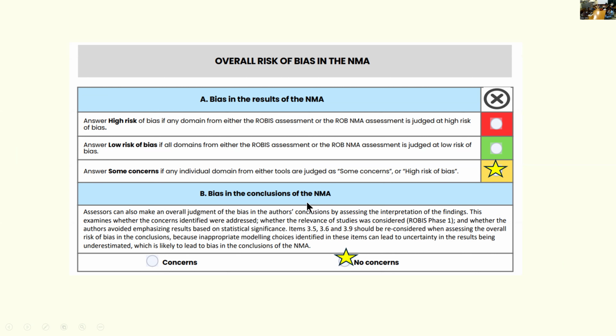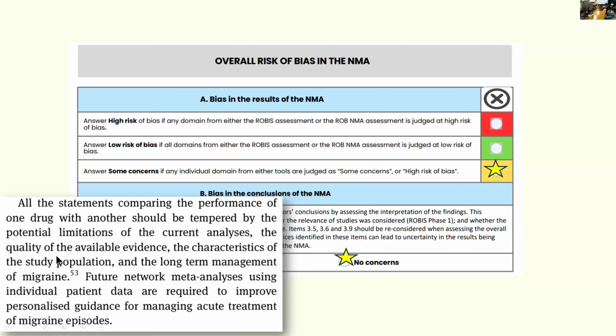And the last part is to actually see how the authors have concluded the network meta-analysis. Have they pushed the drug or the intervention too high? Here, I would say no concerns because the authors seem to be very aware of the limitations of the study and they have not told us to follow it. They have said future network meta-analyses using individual patient data are required to improve personalized guidance for managing acute treatment of migraine episodes.